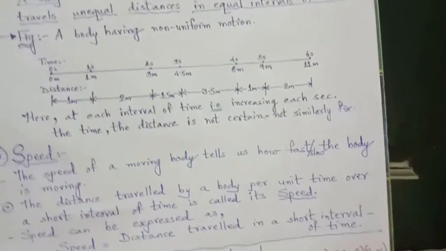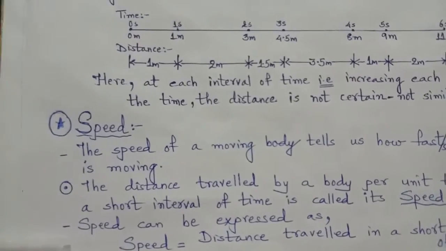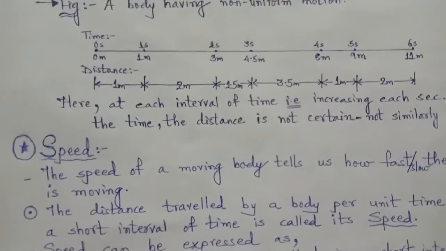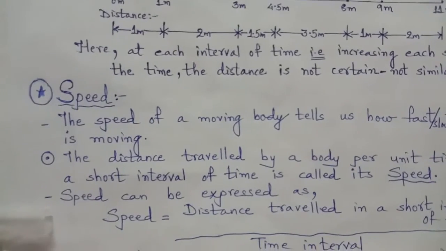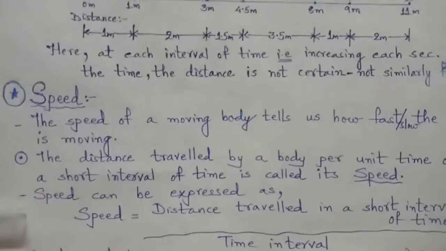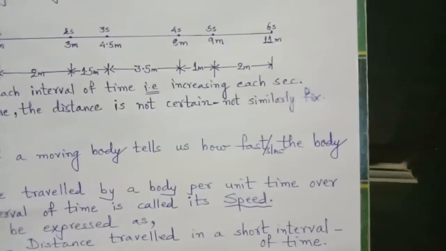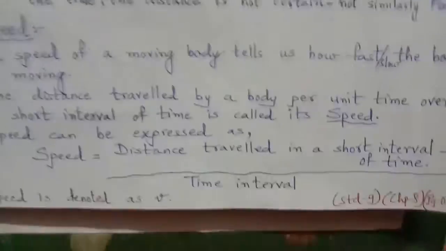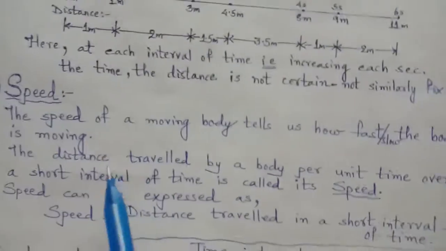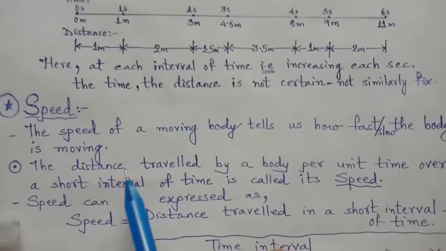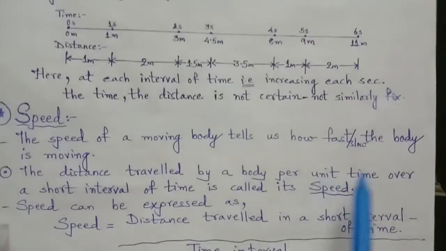So on the basis of uniform and non-uniform motion, now one more physical quantity which we will discuss is speed. Normally we always use this word speed, which gives the idea about how fast the vehicle is, right? So the speed of a moving body tells us how fast or how slow the body is moving. With the help of speed we can know how fast the body is or how slow the body is moving.